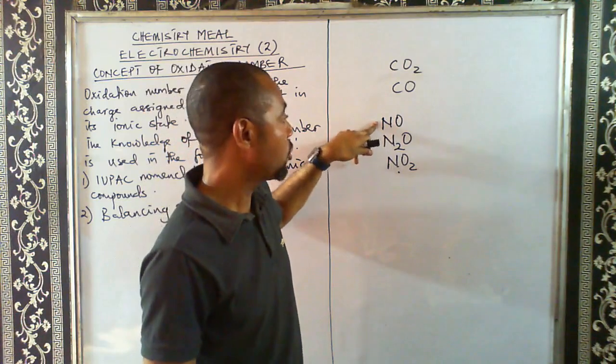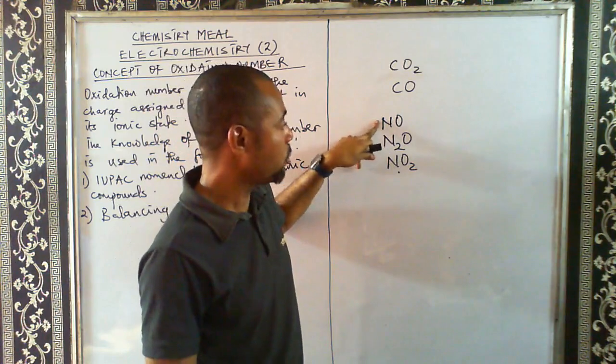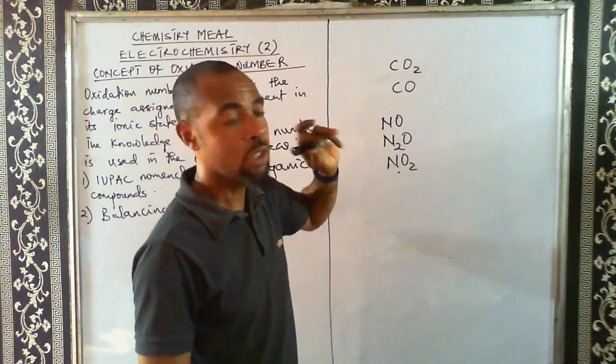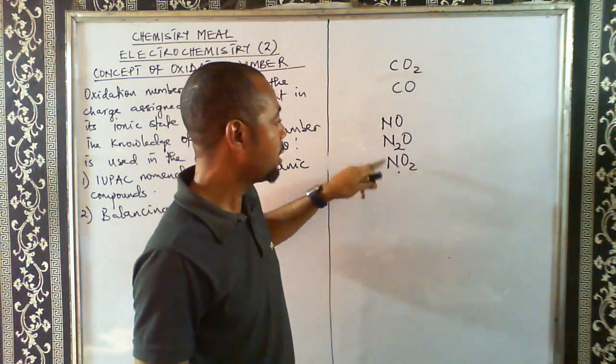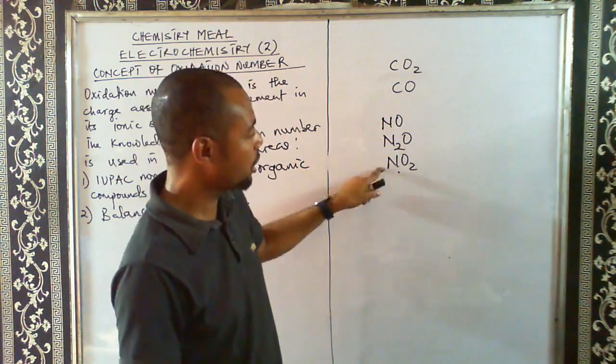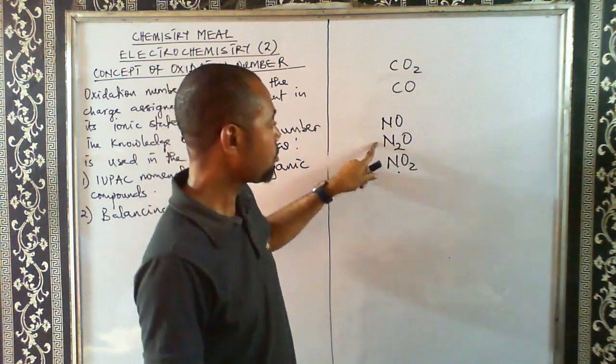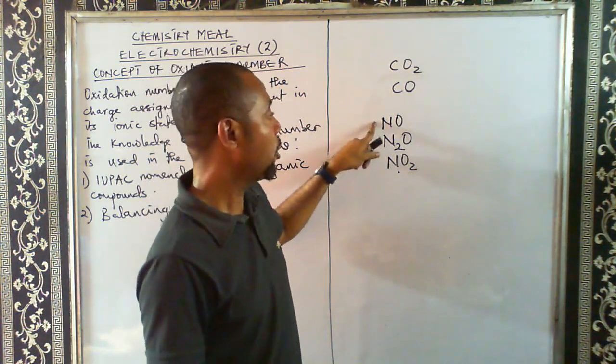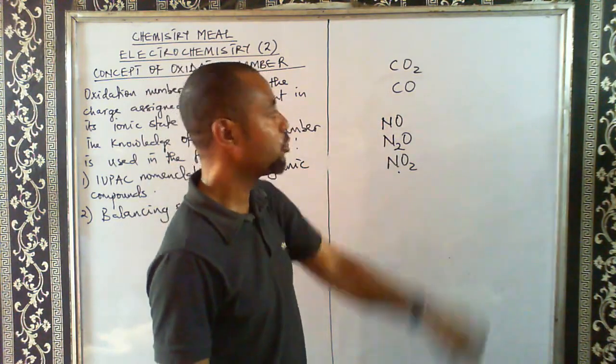The oxidation state of nitrogen here is what? There is +2, yes. That's nitrogen 2 oxide. Nitrogen 1 oxide, that's dinitrogen 1 oxide, and nitrogen 4 oxide. So the oxidation state of nitrogen here is +4, +1, +2. That's why it is nitrogen 2 oxide.